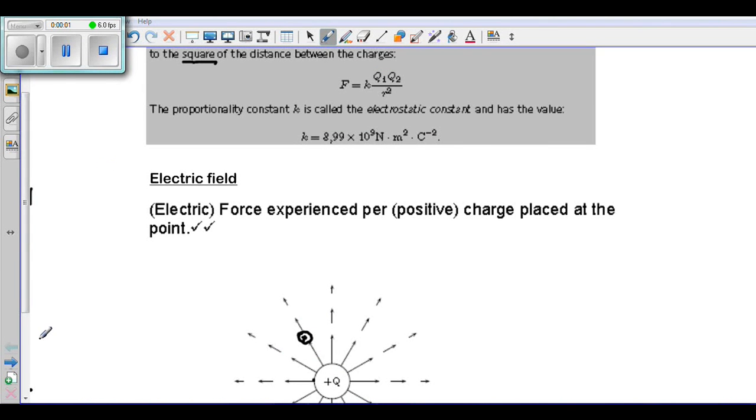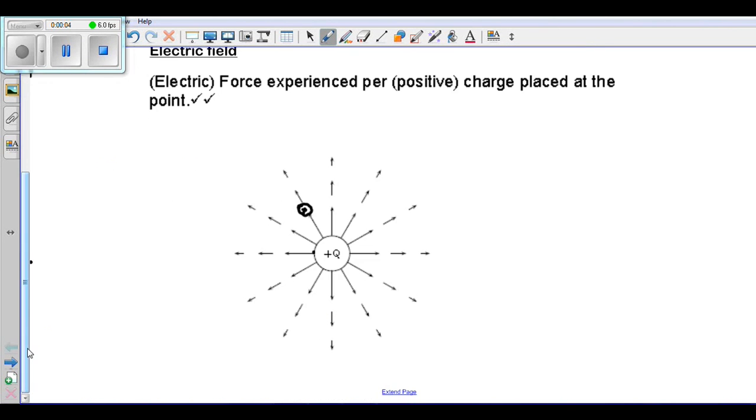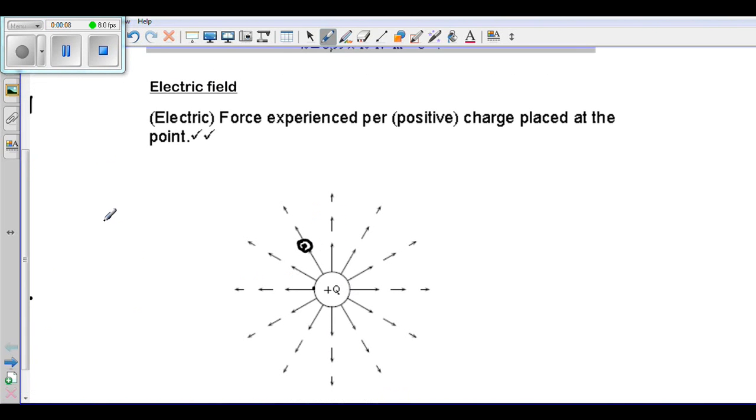So what we can see is that they may ask us to draw the electric field pattern of a positive sphere or the electric field pattern of a negative sphere. The only difference is, for a positive sphere we have lines radially going outwards, and for a negatively charged sphere, we have radial lines going inwards.